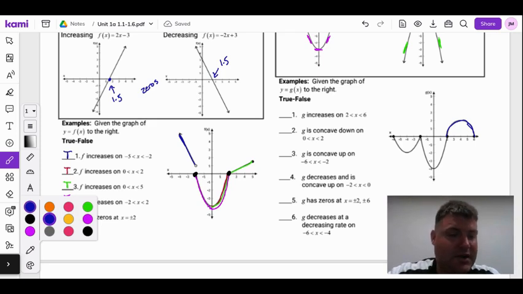So here, are we increasing on part of it? Yeah. Are we increasing on all of it? No. So that's going to be false.